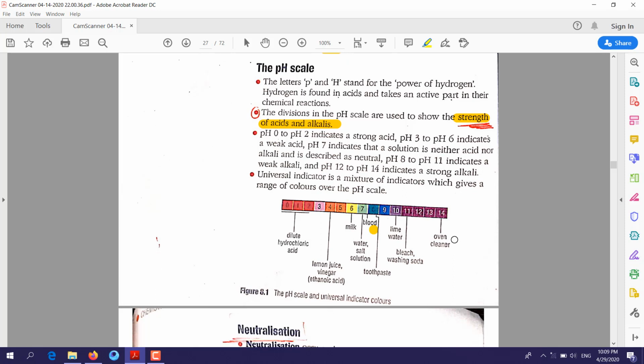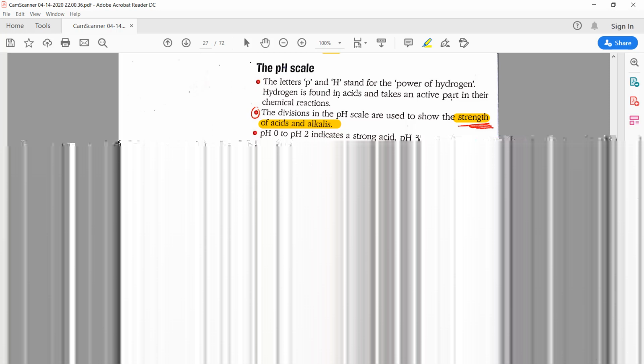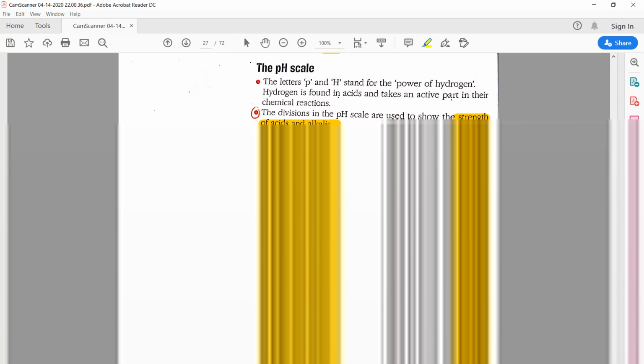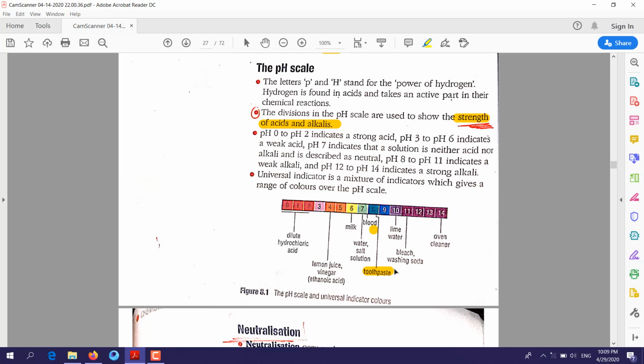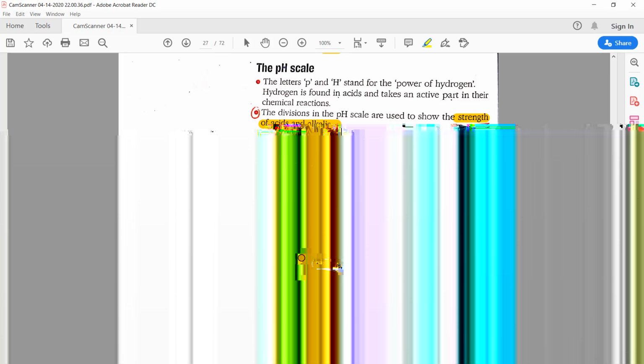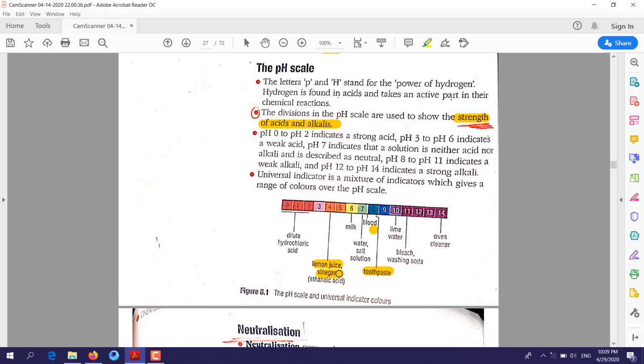Now, when I said we use some acids and alkali at home, let's take these examples. Toothpaste. Toothpaste, it's an example of alkalis. Okay, toothpaste, we use it for cleaning the teeth. Okay, and also here lemon juice. Okay, and lemon juice, vinegar. Okay, all of this we use them at home.